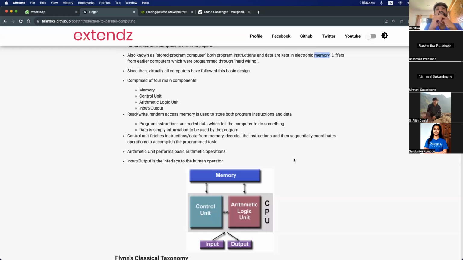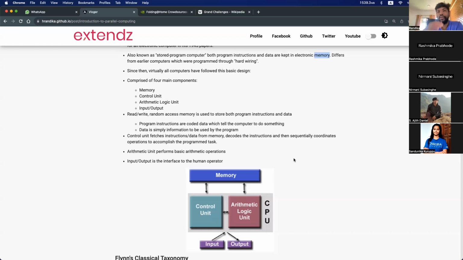Okay, so we have these memories, those electronic memories. Do not think about how it was before, but right now, remember the instructions are kept in a way where both the program and the instructions are in a memory. Okay, so virtually all programs follow the basic design.